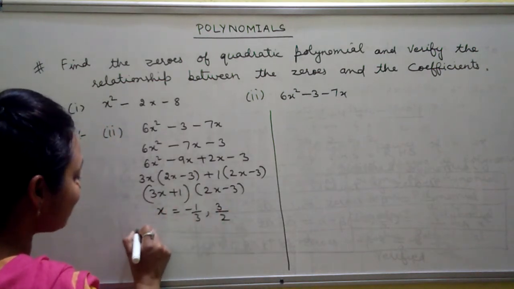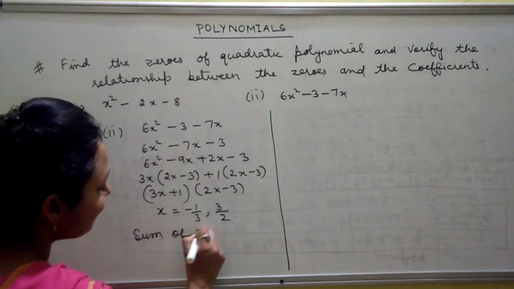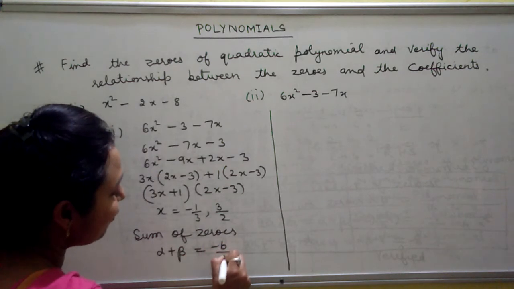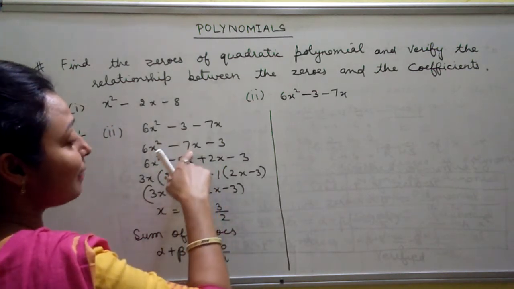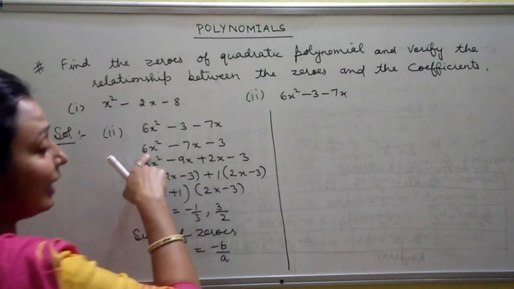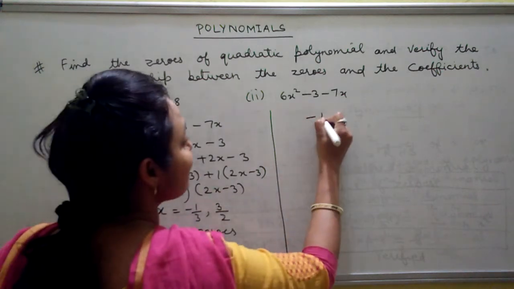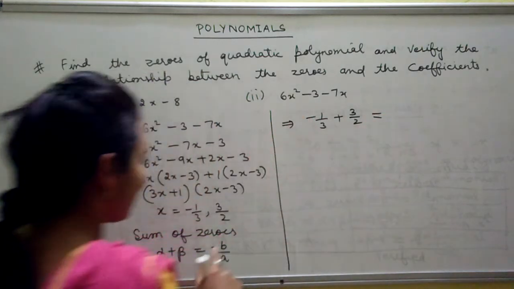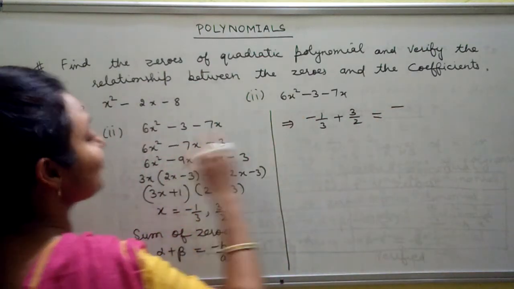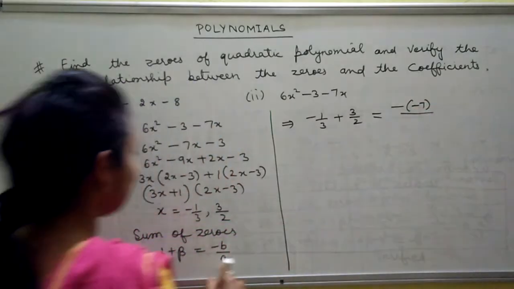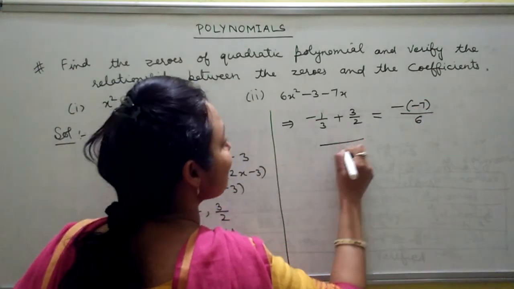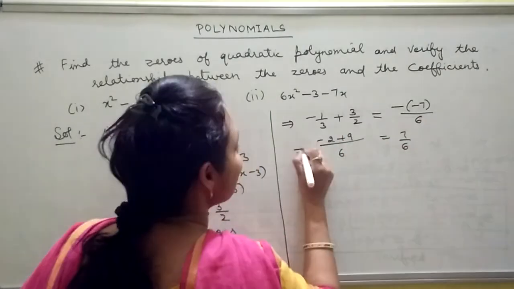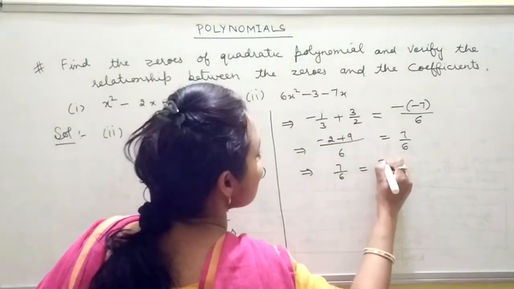I will take the sum of zeros, that is alpha plus beta. That should be equal to minus b upon a. Here b is minus 7, c is minus 3, a is 6. So take the sum: minus 1 by 3 plus 3 by 2 equals minus b, that is 7, upon a, that is 6. When I take the LCM, 6, minus 2 plus 9 is 7 by 6. I get 7 by 6 equals 7 by 6.